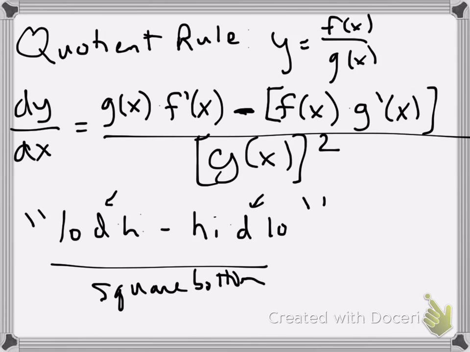So that's the quotient rule. There's where it is in your book. The top one, the bottom one is my chant. I'll say it one more time. Low d high minus high d low, square the bottom, and away you go. All right? Let's look at an example of that.